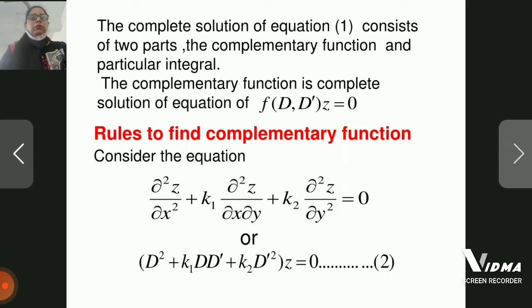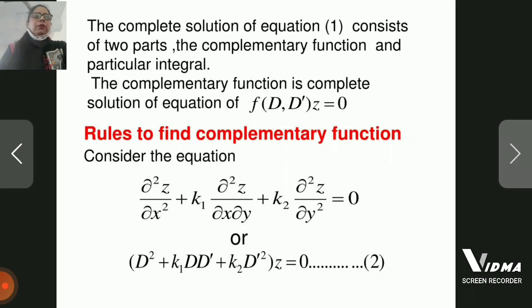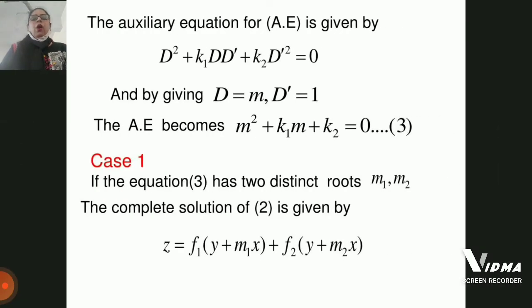Then the auxiliary equation of this equation is given by D² + k1 DD' + k2 D'² = 0. Now we put capital D equals small m and capital D dash equals 1 in the equation. Then we get the auxiliary equation m² + k1 m + k2 = 0. We call this equation number 3.